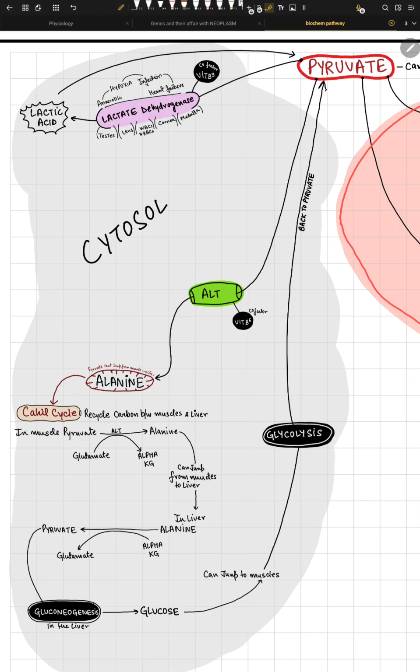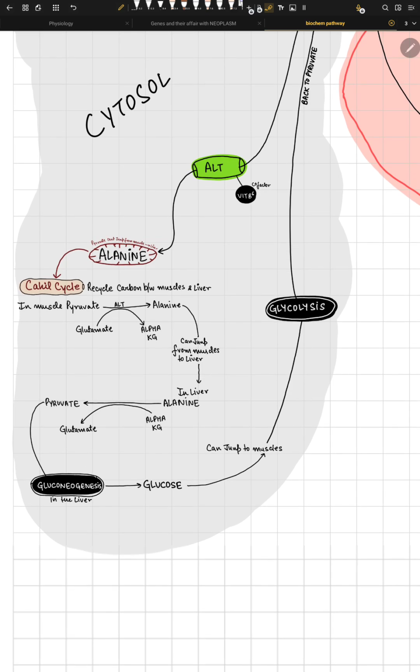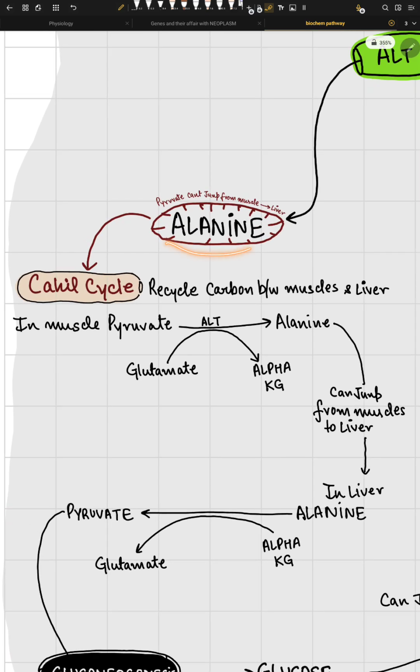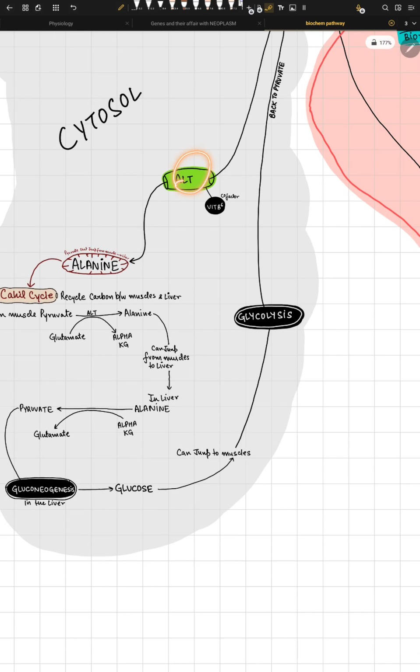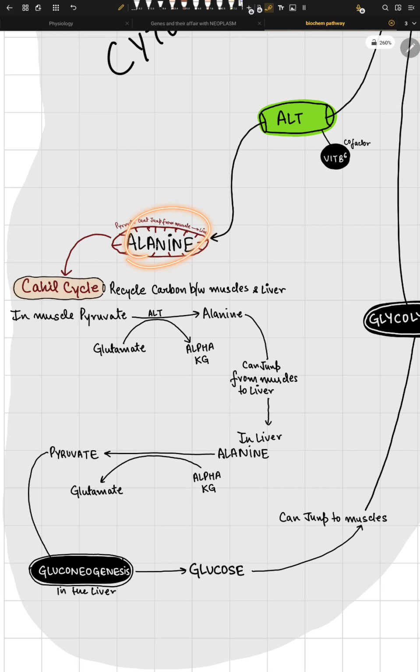Now, this alanine can travel through blood and will travel to liver. Once it reaches the liver, the ALT does the reverse, alanine to pyruvate plus ammonia, which gives us urea. So let's try to understand. Alanine, once it is converted with ALT, and the cofactor is B6. Now this alanine in the liver goes inside this Cahill cycle.